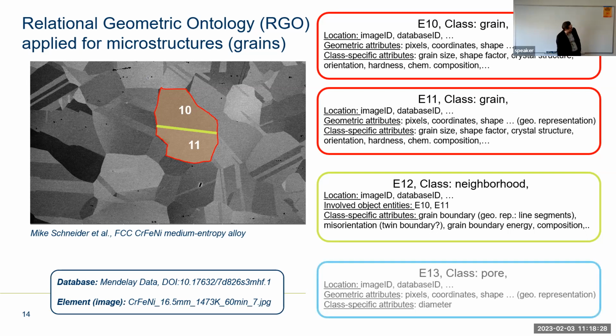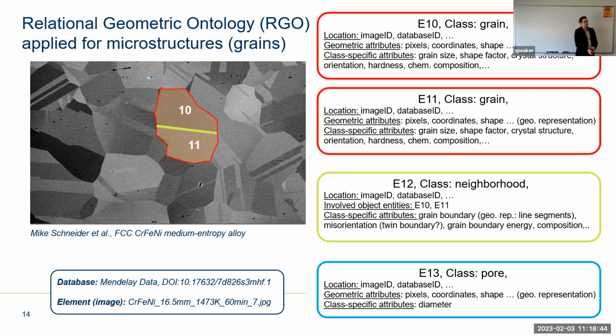And I can continue here. For example, there's a very small little pore over there. And now I can start to use this database to do certain types of investigation. So you can see that this grain structure comes out from a heat treatment of 60 minutes.